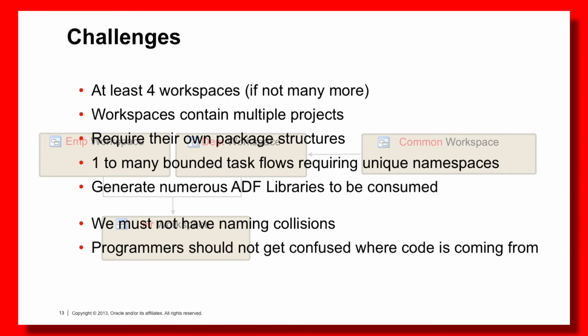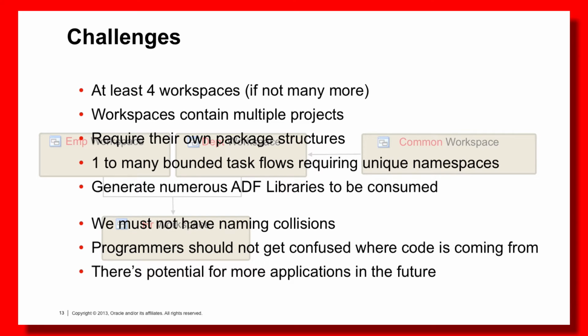In addition, we want the goal of programmers shouldn't be confused about where our code is coming from. So for example, if we look at an ADF library, it should be damn obvious that it comes from a specific workspace project. And as we've got in the future potential for our application to expand and grow and even more applications in the future, we need to have naming conventions and project layout conventions that can take that into account. We need some wiggle room. We don't want to railroad ourselves now into defining conventions that, when we bring our next application on, we go, now we need to go back and refactor all our previous applications because we've got naming collisions.